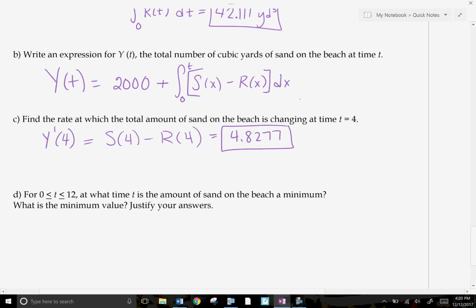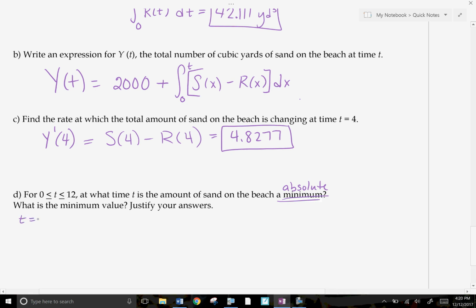From 0 to 12, at what time is the amount of sand on the beach at a minimum? Which means I'm dealing with absolute minimum. What is that minimum value? Justify your answers. Okay, my absolute minimum can occur at either end points or critical points.